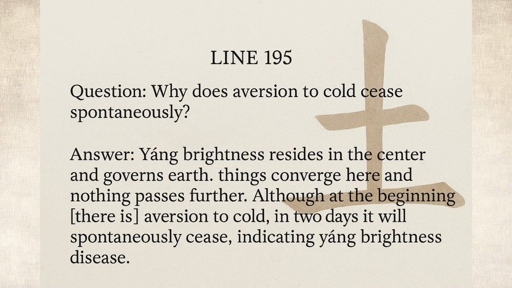Line 195. Question: why does aversion to cold cease spontaneously? Answer: Yang brightness resides in the center and governs Earth. Things converge here and nothing passes further. Although at the beginning there is aversion to cold, in 2 days it will spontaneously cease, indicating Yang brightness disease. Line 195 tells us once the disease has entered Yang Ming, it no longer transmits. In the 5-element theory, Earth governs centrality and containment. Yang Ming marks the terminal stage of outward to inward disease transformation.